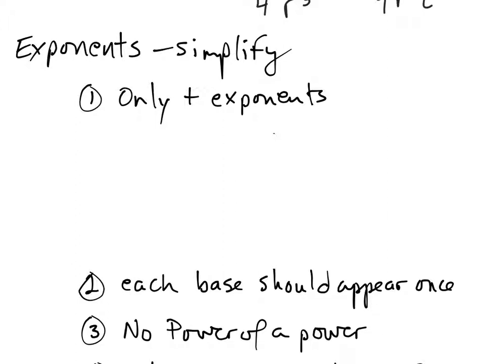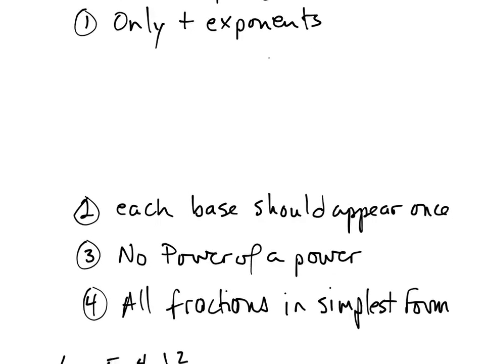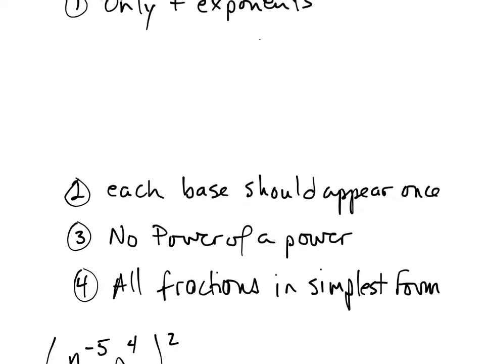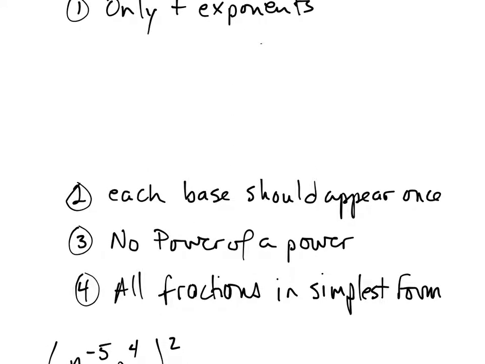Number two, each base should only appear once. There should be no power of a power. So we shouldn't have any parentheses with a power on the inside and a power on the outside. We need to fix those. And then here, last but not least, we have number 4, all fractions should be in their simplest form. So any number should be reduced down as far as it will go.